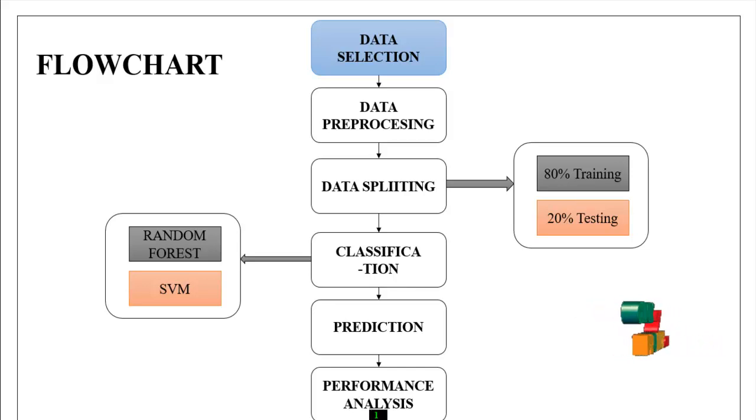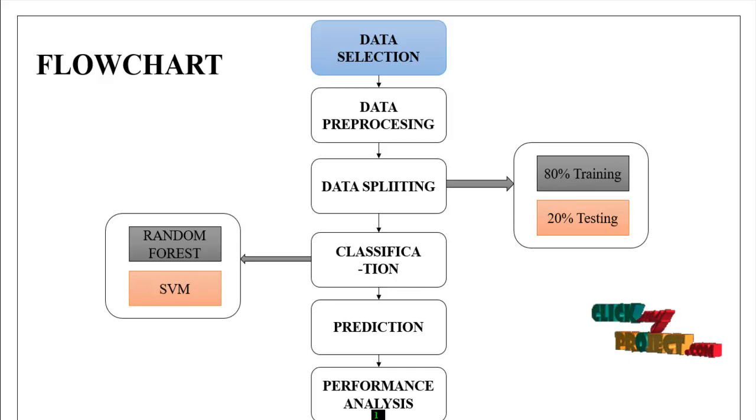After that, the data splitting process means we train the model and then test the model: 80% for training and 20% for testing. For example, if your dataset is 10,000 rows and 45 columns, then 8,000 rows are for training purpose and 2,000 rows for testing purpose. That is data splitting.